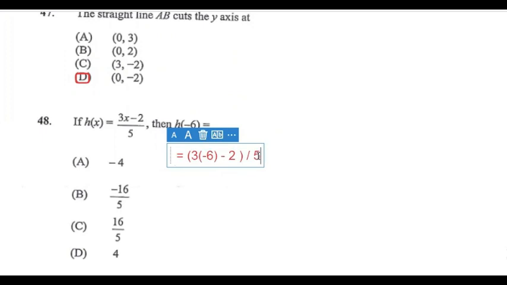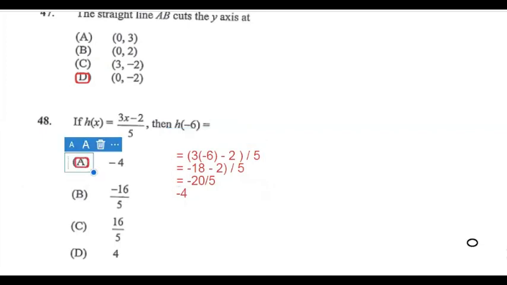So it becomes 3 times -6 is -18 minus 2, and all of that is divided by 5. So it is -20 divided by 5, because -18 minus 2, we're adding the negative values, so it becomes -20. So now it is -20 divided by 5, and you'll see that our answer is -4. So our answer for 48 is A.